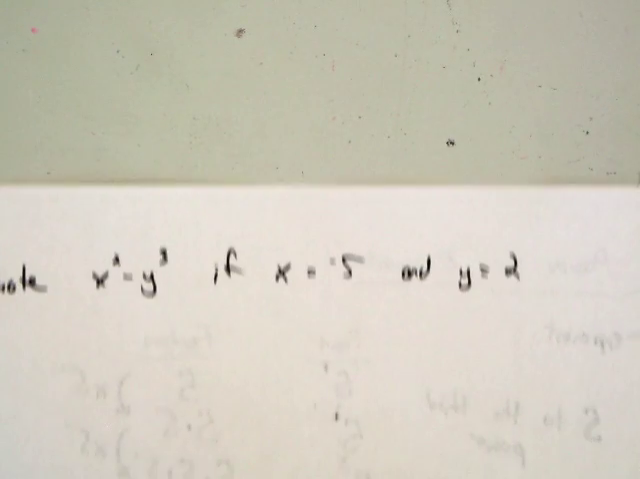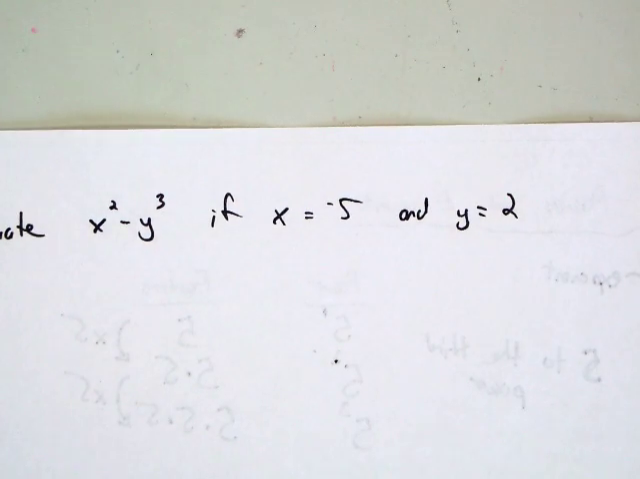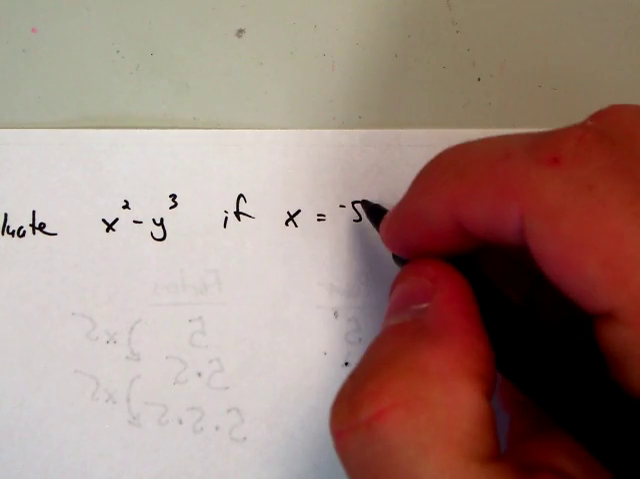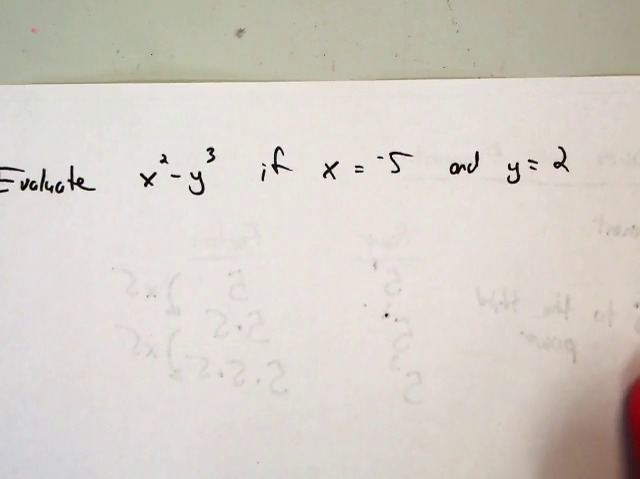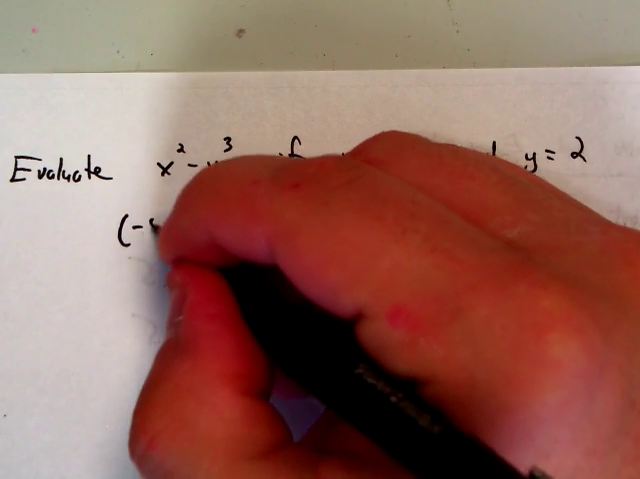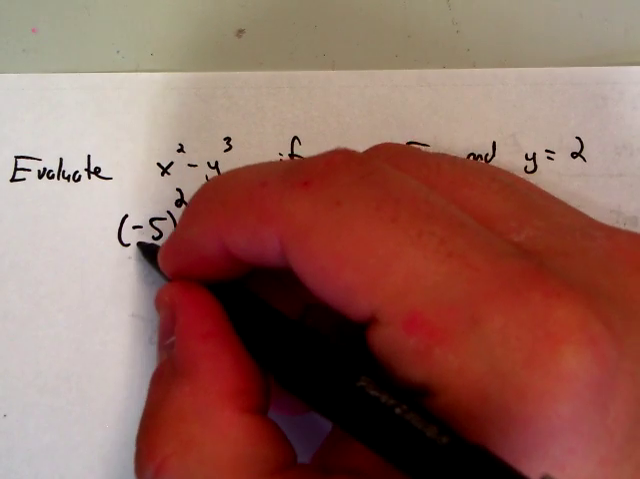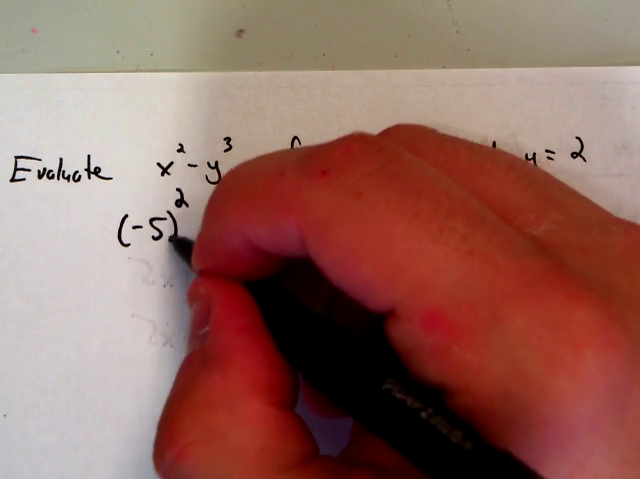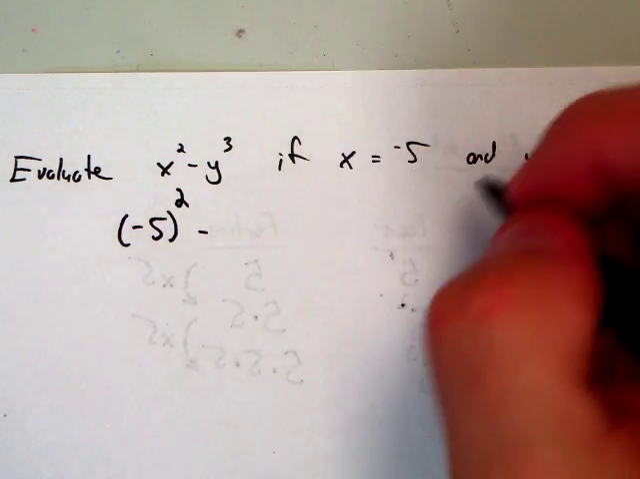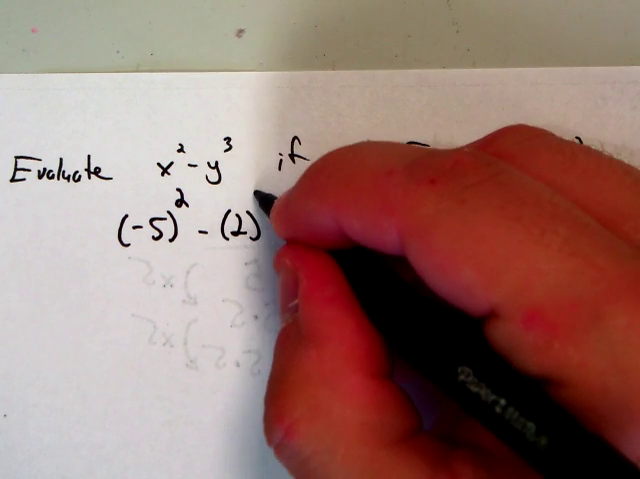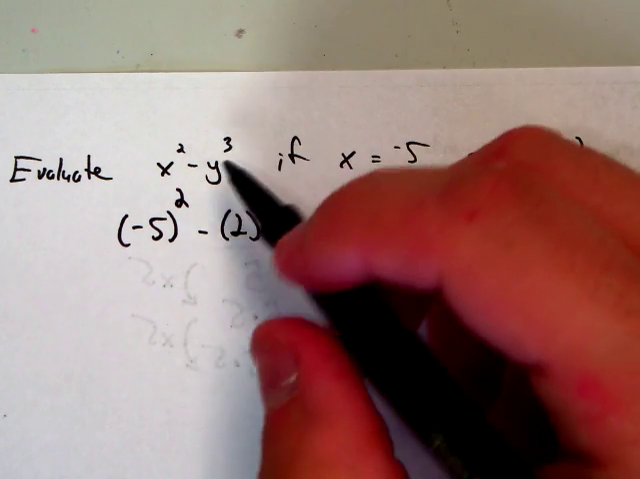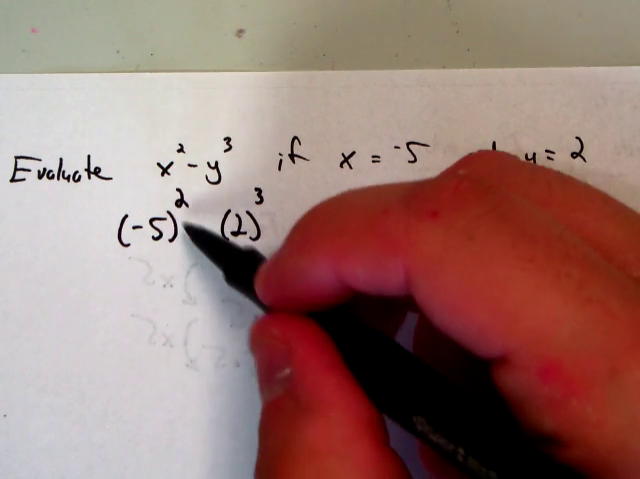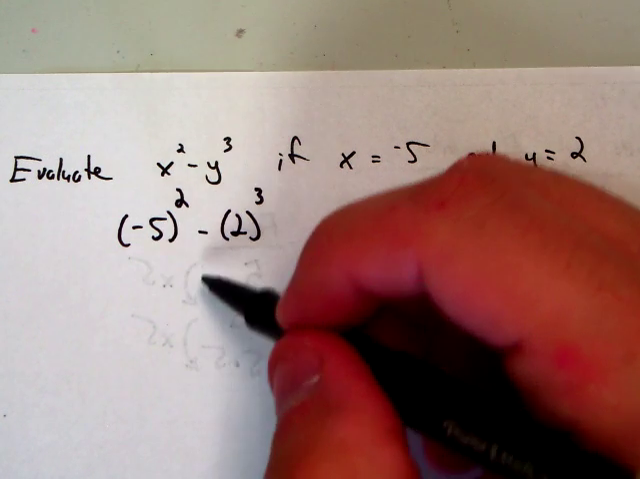Example 3, we're going to be looking at how exponents come before subtraction now. So, x squared minus y to the 3rd if x equals -5 and y equals 2. Wherever I see an x, I need to put -5. Be careful. You must put these numbers in parentheses. And then minus 2 to the 3rd. The reason why you need to do that is because if you start using your calculator, you need to make sure that it goes in with parentheses.